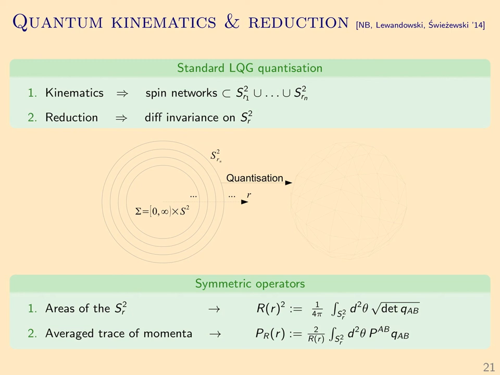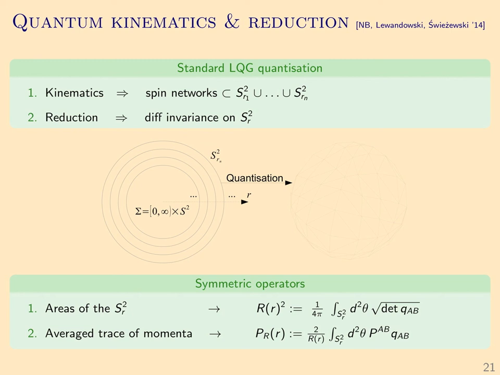The reduction is now to impose diffeomorphism invariance again. Of course, we know how to do that. If you look at the diffeomorphisms that we have, we can compose them in such a way that we get an individual spatial diffeomorphism average over each of those spheres. So on each of these spheres, this spin network is just diffeomorphism averaged in the usual way.